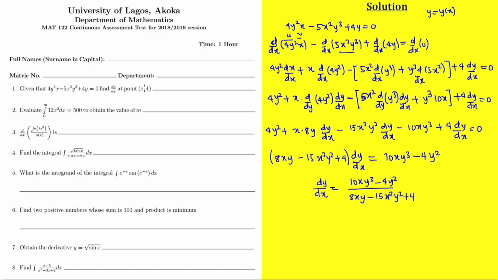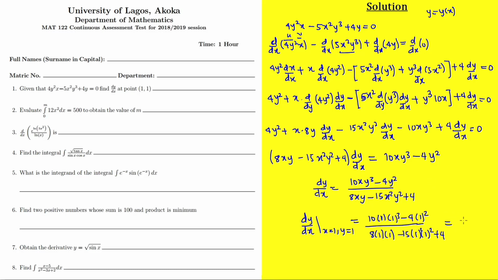Don't forget that the question says I should find dy/dx at (1, 1). So my dy/dx at x equals 1 and y equals 1 would be what? If I replace my x with 1 and my y with 1, I'm going to have 10 multiplied by 1 cubed minus 4 multiplied by 1 squared, all divided by 8 multiplied by 1 multiplied by 1 minus 15 multiplied by 1 squared, then plus 4.